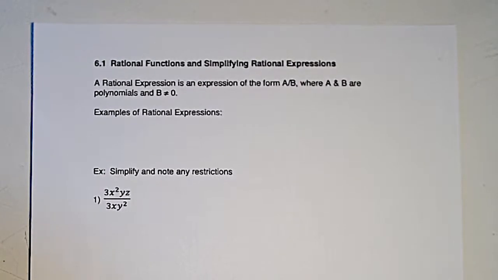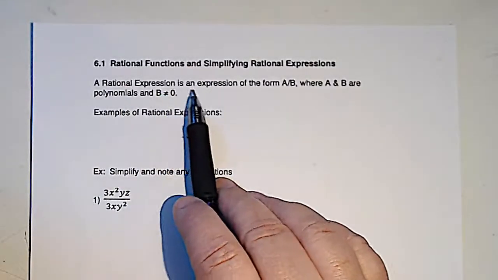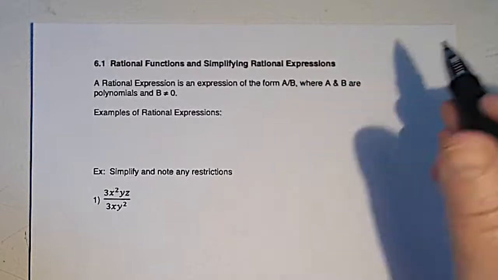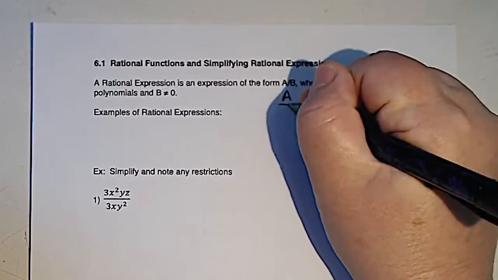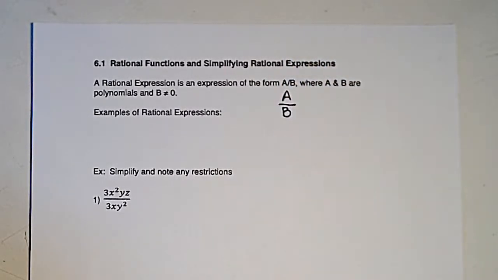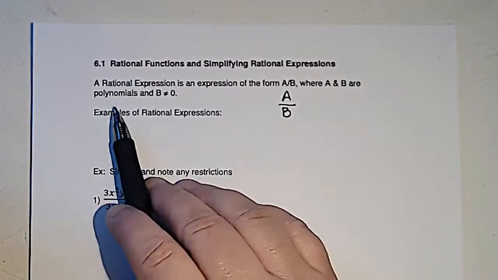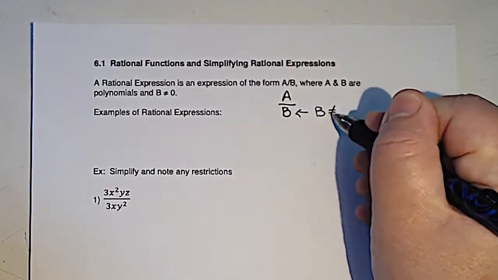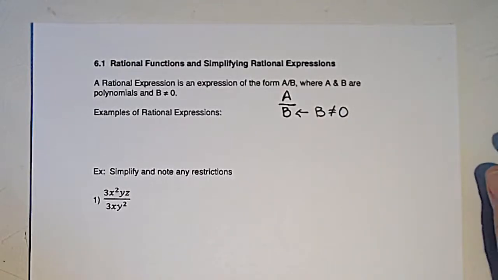Okay, a rational expression is an expression of the form A over B, where A and B are polynomials, and of course B is not equal to 0. That's going to be really important. You don't want to be in the middle of a math problem and start blowing everything up.